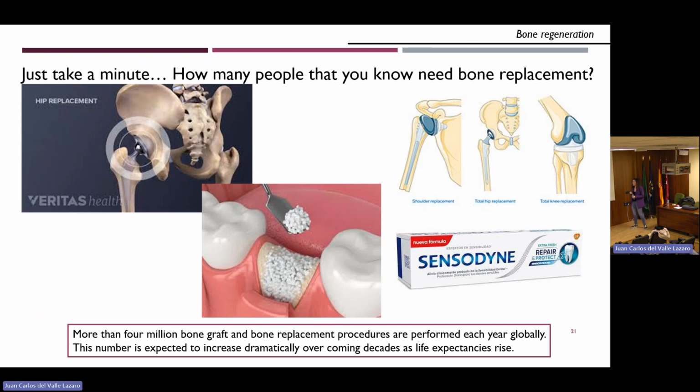Now, I'm going to ask you another question. I'm asking a lot. And think just for one minute, because we're going to change the topic completely. We were speaking about ligament, now we're going to speak about bone. How many people do you know that need a bone replacement?